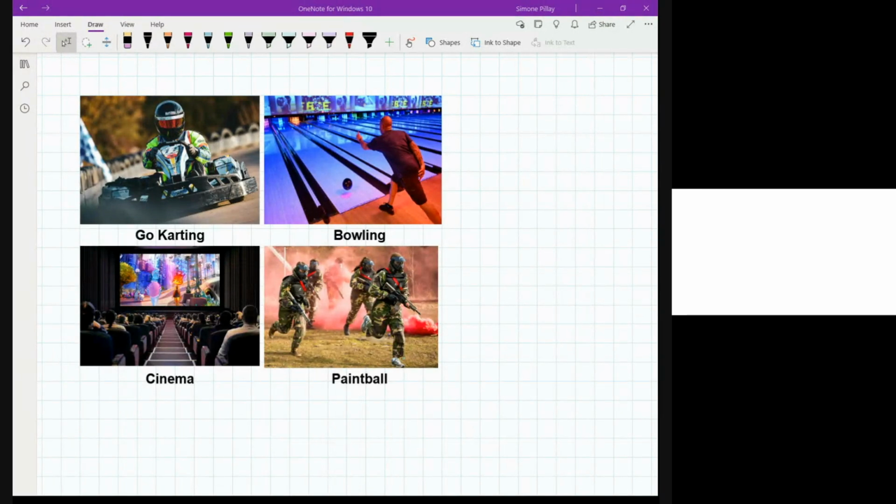Ladies first. We have go karting, bowling, the cinema, or paintball. Ma'am, I think go-karting should stay. Really? Yes, because if you think about it, bowling is boring. The cinema is kind of boring. Paintballing is painful. So go-karting is way better.